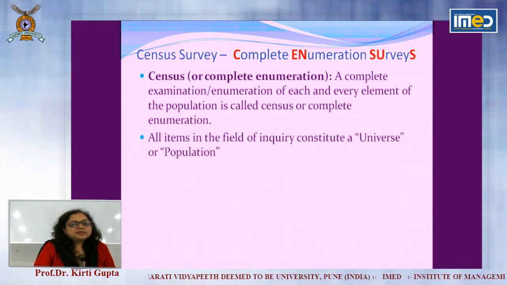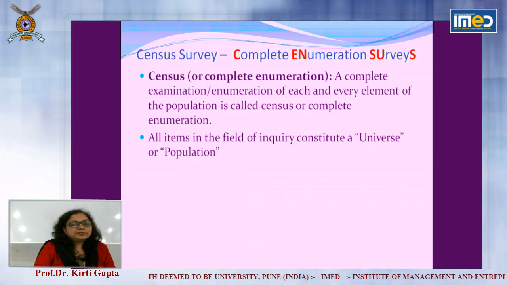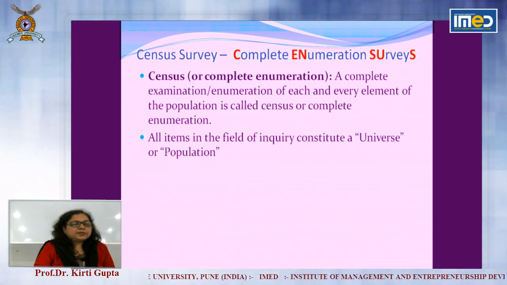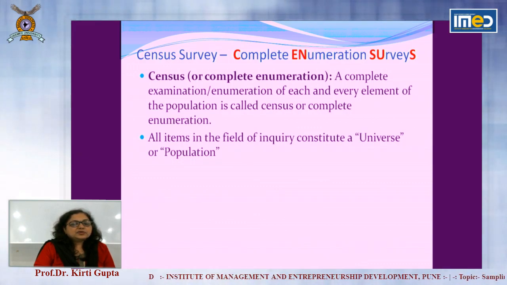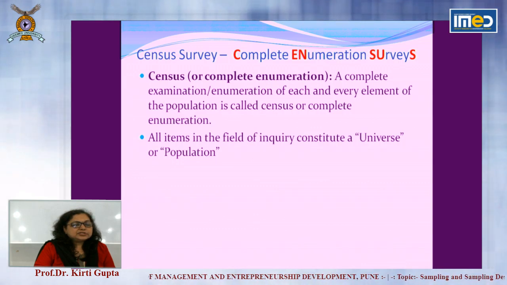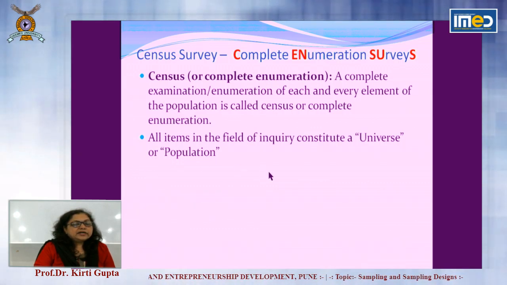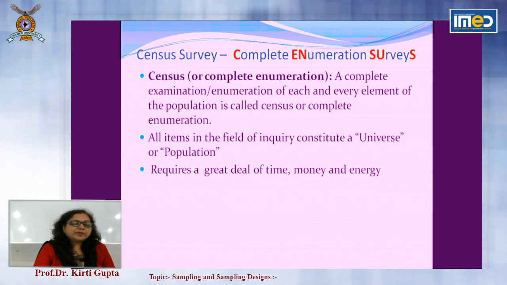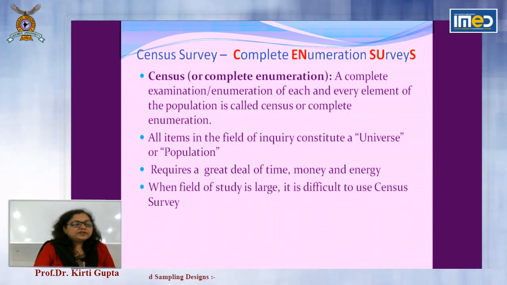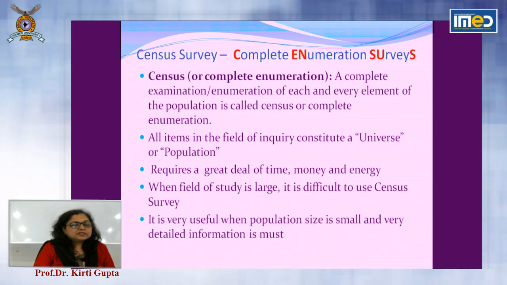Census survey represents the term called complete enumeration survey. A complete examination of each and every element of the population is called census or complete enumeration survey. In this survey, all the items in the field of inquiry constitute the universe or population. It requires a great deal of time, money, and energy. When the field of study is large, it is difficult to use census survey. And this survey is very useful when the population is small and very detailed information is a must.